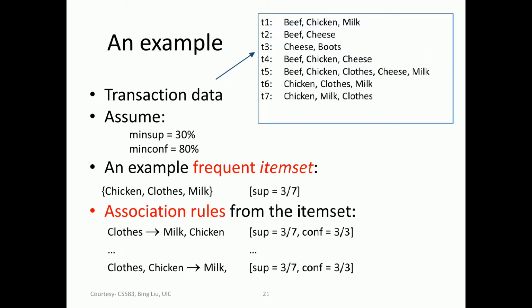So 3 transactions have them, so the support is 3 by 7, and the rule from the item set is clothes given milk and chicken. The support is 3 by 7 as we have seen, and the confidence is 3 by 3, because the transactions having clothes, milk, and chicken are 3, divided by those having milk and chicken. Milk and chicken occurred in 3 transactions, so the support is 3 by 7 and the confidence is also 3 by 3.